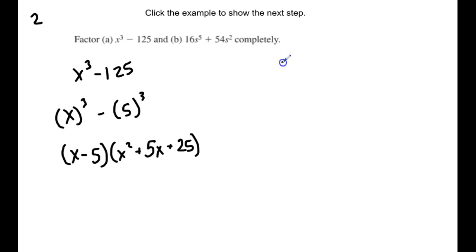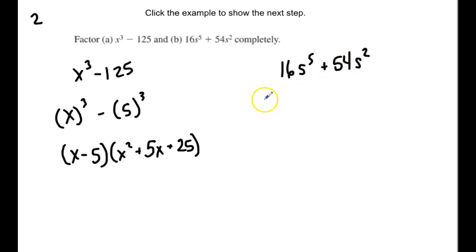So let's look at part B. I have 16s to the 5th, and it's hard to keep s's and 5's separate, so try your best, plus 54s squared. So the first thing I notice is that I can factor out a couple of things. I've got an s squared in both of these, and I can also factor out a 2.